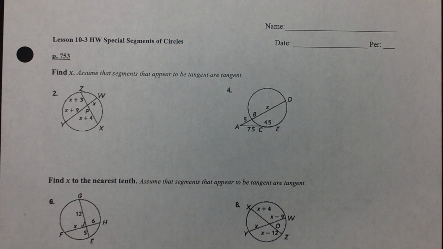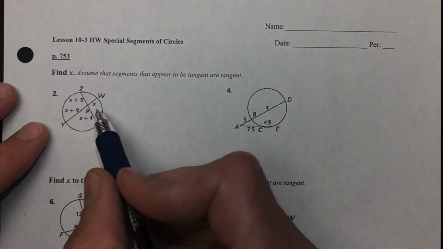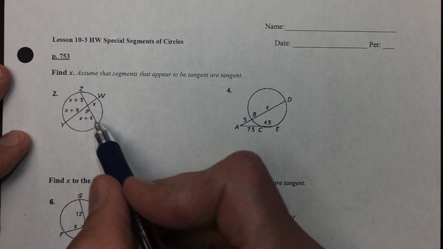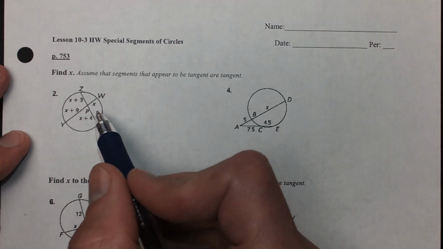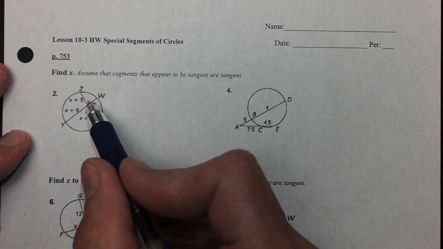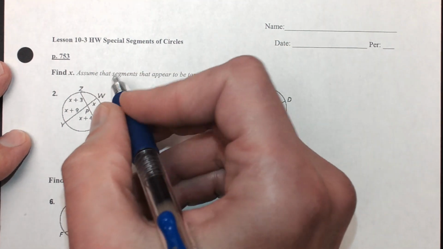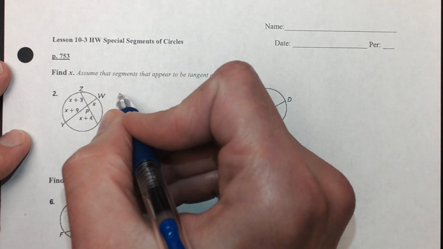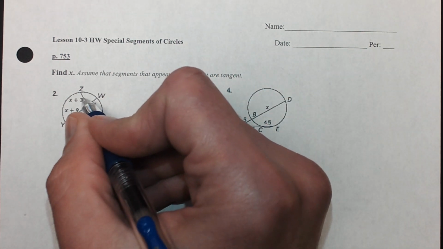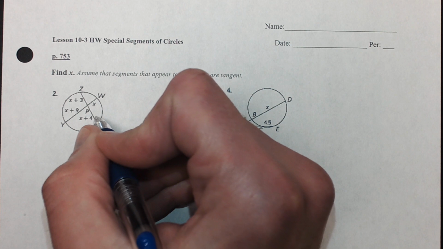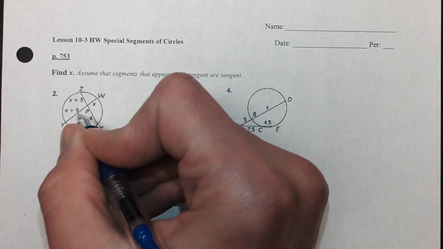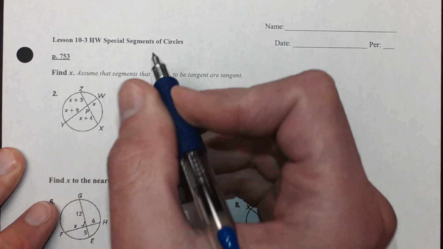So first up, we'll do the first problem, which is number 2, and you should recognize that these are two chords intersecting inside of a circle, and we're concerned with their lengths. Their lengths are going to be related by this equation: one part of one chord times the other part of that same chord equals the same thing for the other chord, this times this.